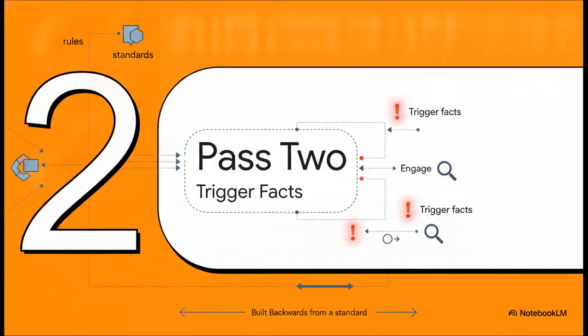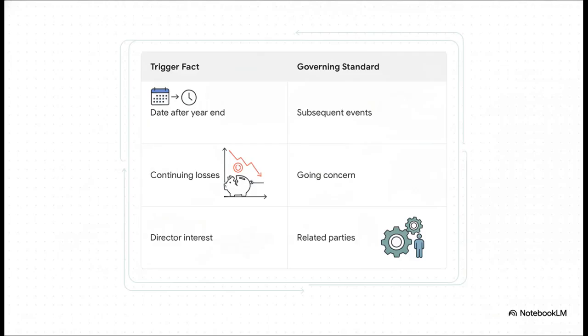Pass 2, trigger facts. Here's a secret. Examination scenarios are built backwards. An examiner basically starts with a standard, a rule, and then inserts facts to trigger it. This means certain facts are sitting right there in the question solely because a particular standard has been brought into play. You don't have to rely purely on memory. You can just see this mapping in action.